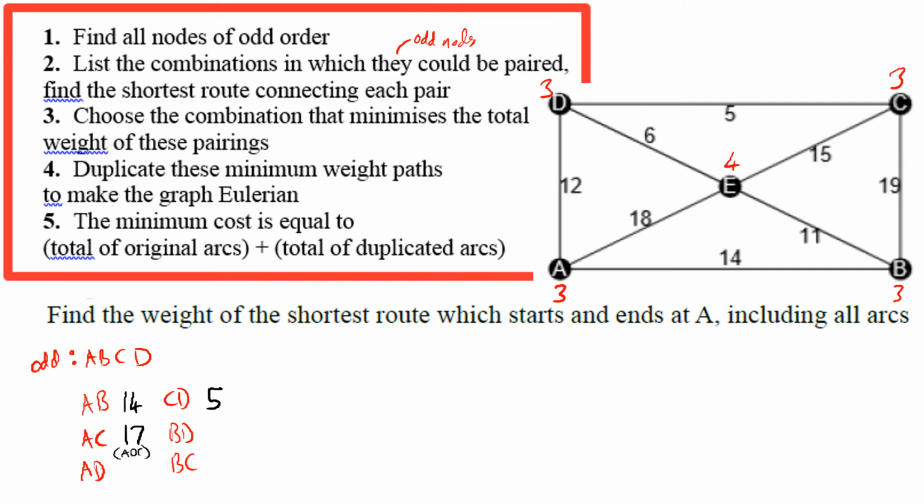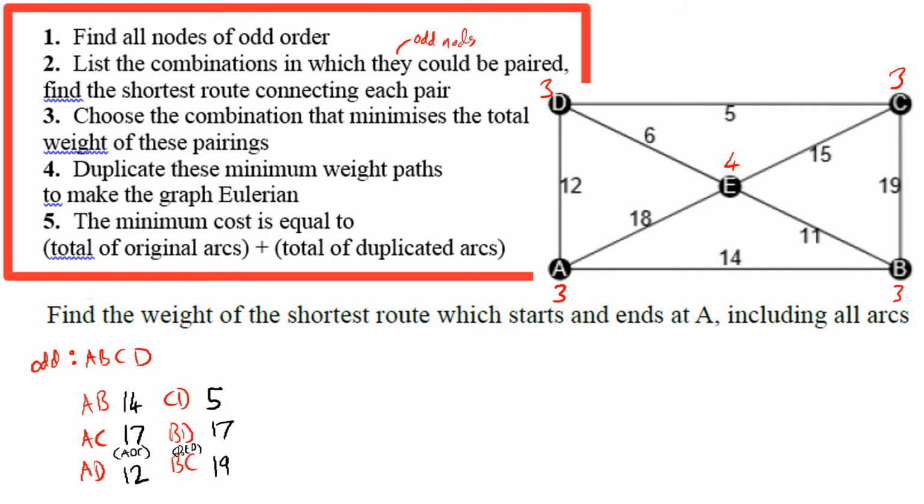B to D, I think the diagonal looks like the best there. 11 plus 6 is 17. That was B, E, D. A to D, 12, yeah, we just go straight up. And B to C, 19, yeah, nothing better than that.